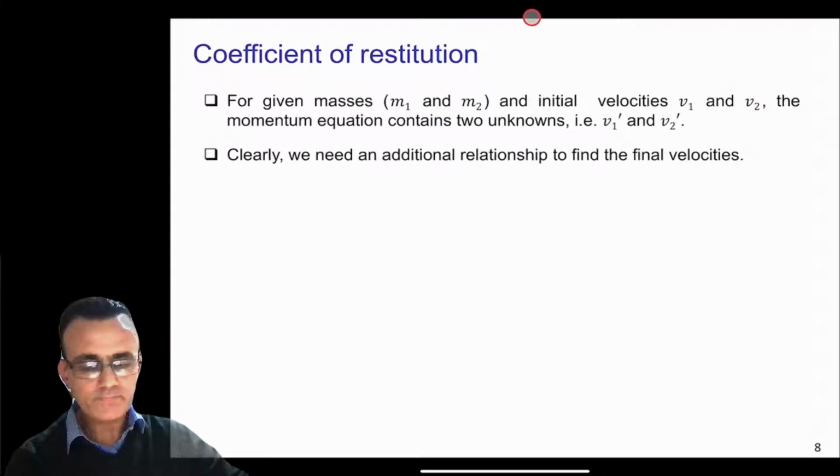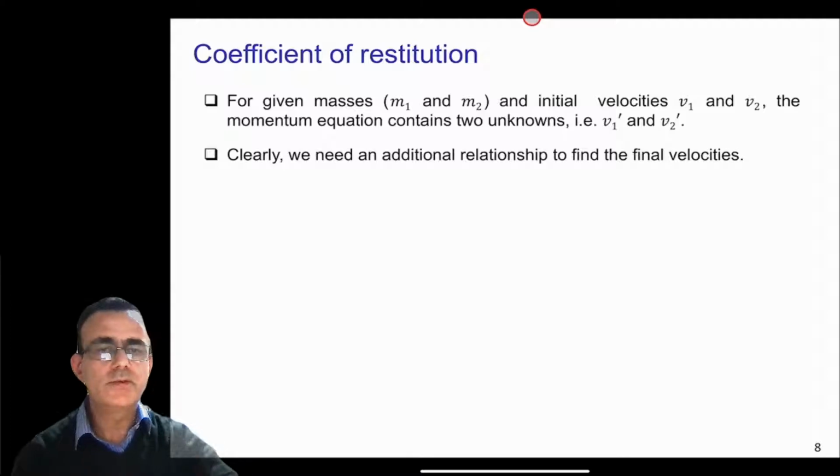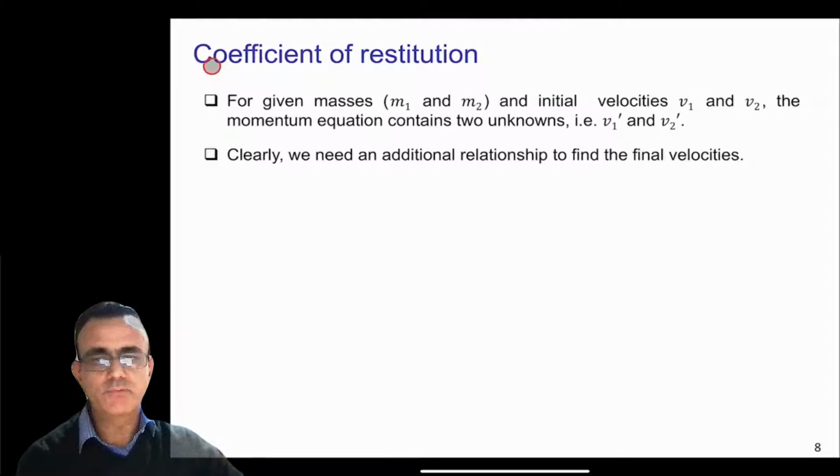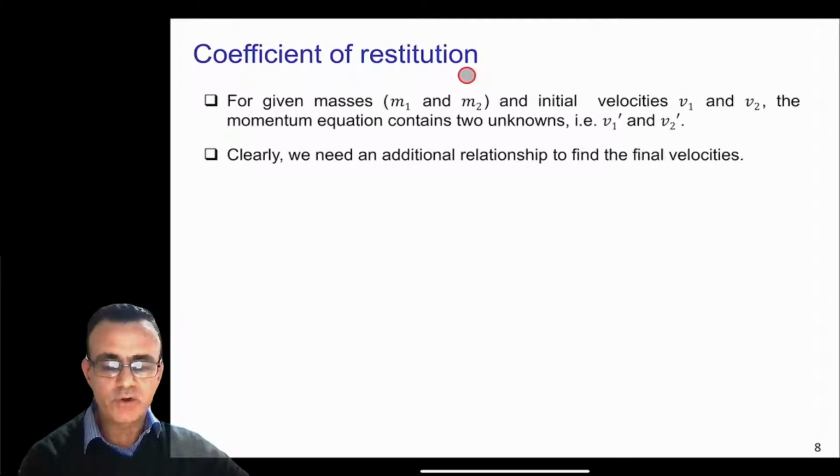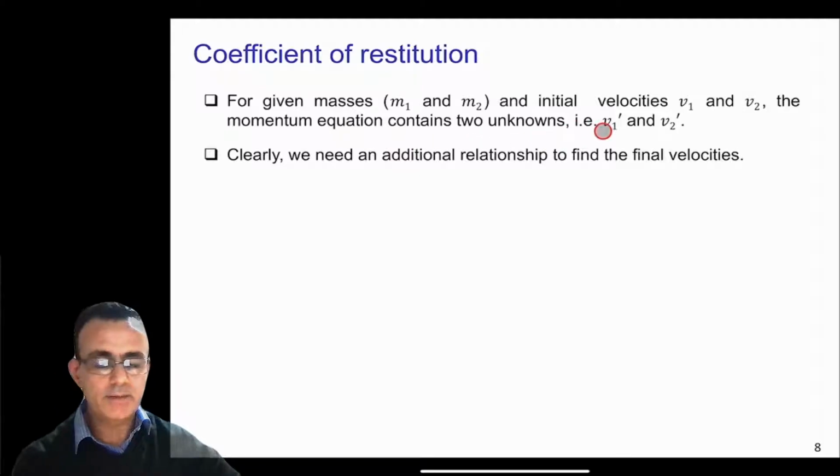Okay, so where will we get that equation? That equation will come from this new term, which is what we call the coefficient of restitution. The coefficient of restitution will be used mainly to derive another equation, which we should use with the law of conservation of momentum for the whole system to calculate the final velocities v1 dash and v2 dash. So now for given masses m1 and m2, and initial velocities v1 and v2, the momentum equation contains two unknowns, that is v1 dash and v2 dash, obviously. And clearly, we need an additional relationship to find the final velocities.